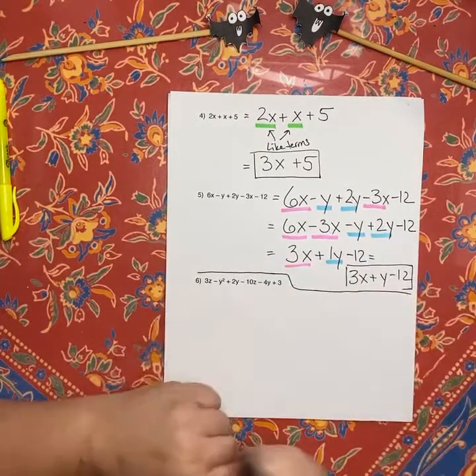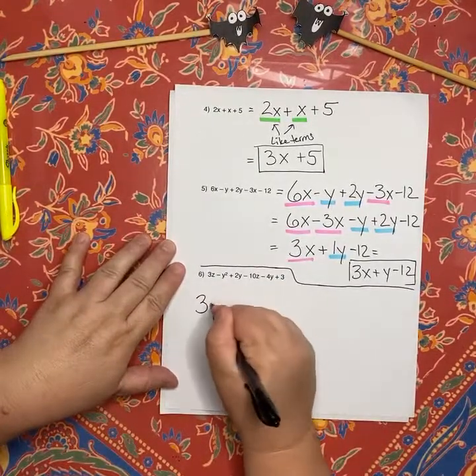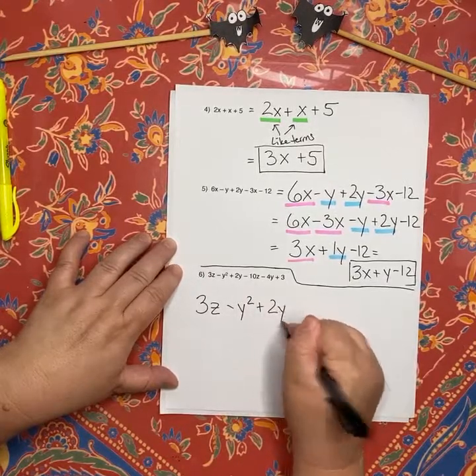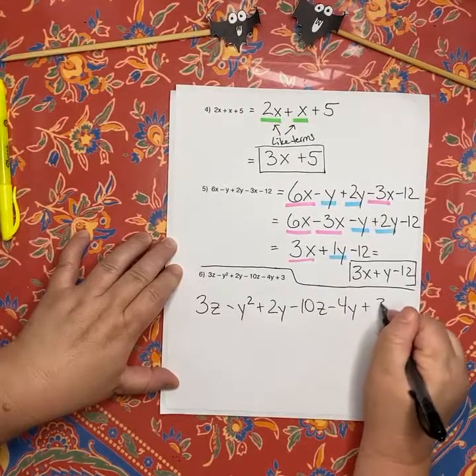Here's my final answer. Okay, you guys ready? So I'm going to write this big. 3z minus y squared plus 2y minus 10z minus 4y plus 3.